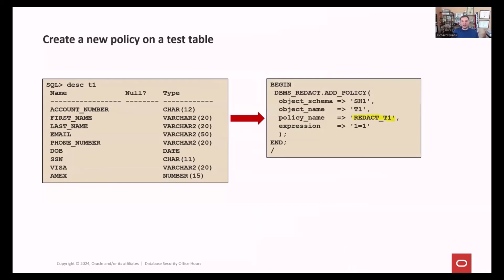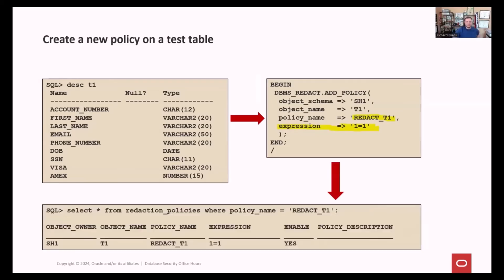So for this policy, we're just saying it's redact T1, and we're going to want to redact everything. So every user who queries this table sees redacted data, except for those users who have the exempt redaction policy privilege. We don't want them querying that data. Maybe we use Database Vault to block their access, okay? And then the first thing you're going to do is check what the redaction policies show me, so I can see what redaction policies we have out there. And you can see here that we've just got one right now, okay? It's enabled, but we haven't applied this to any columns yet, right?